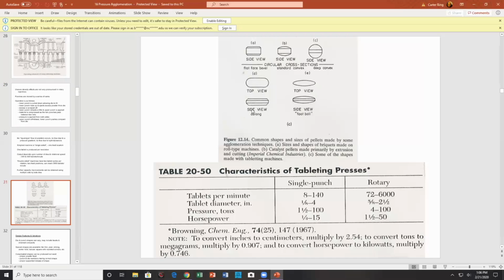Now then, what tablets can be made? Well, single punch, rotary punch, and this is 1967. They're about it. Now, this is 2020, so this is old stuff. Huh? What do you think? Anyway, I'll leave you to find out if there's tabulating belts. It would be a tabulating belt press. Anyway, the tablets that can be made are these shown here.